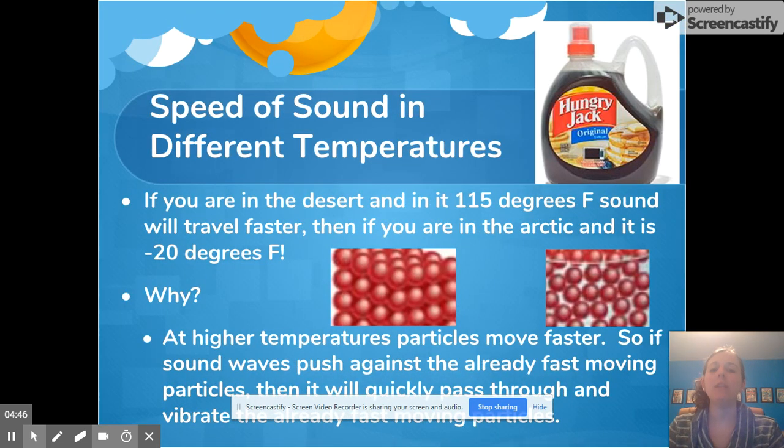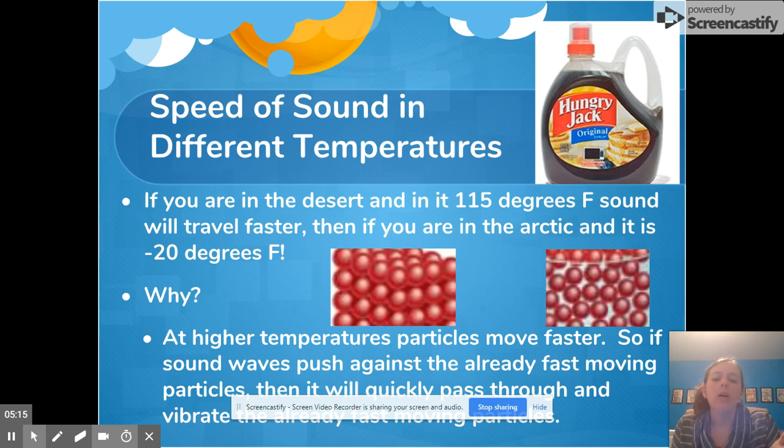Okay, speed of sound in different temperatures. So remember, there are two things that impact the speed of sound: the temperature and the medium. For temperature, I'm sure you're wondering why I have maple syrup at the top of your screen. I'll explain in just a minute. If you are in a desert and it is 115 degrees Fahrenheit, sound will travel faster than if you are in the Arctic, which is like -20 degrees Fahrenheit.